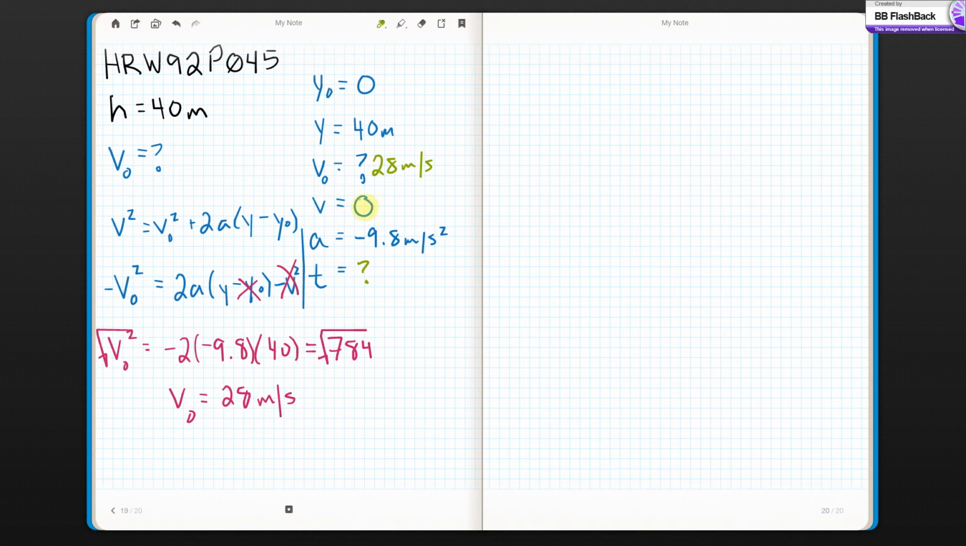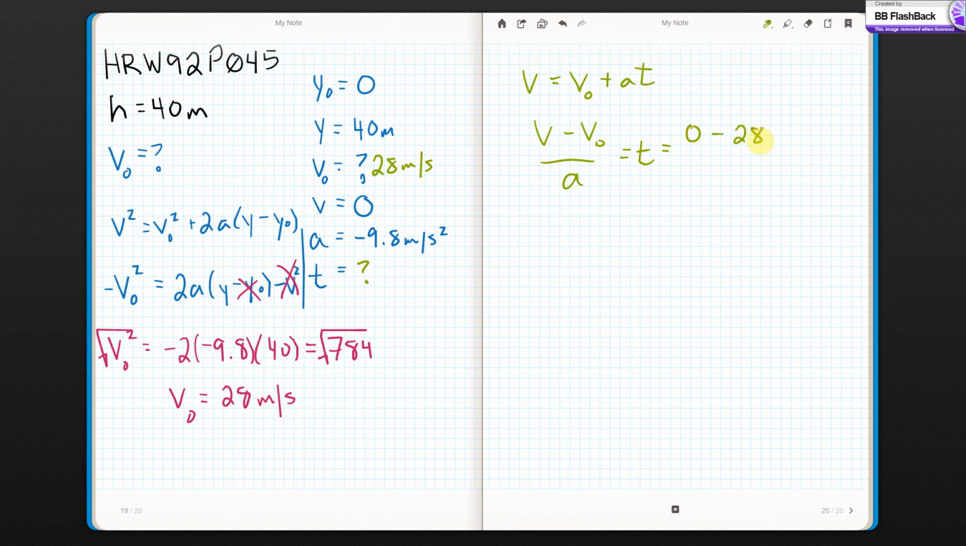Now that I know pretty much everything except for t, any equation is going to work. So I'm going to use the easiest one. Just go for it. Solve that for t, and I get v minus v naught over a. So v is 0, V naught is 28 meters per second, and a is negative 9.8. When you pop that in a calculator, we get 2.86 seconds. That's rounded, by the way.